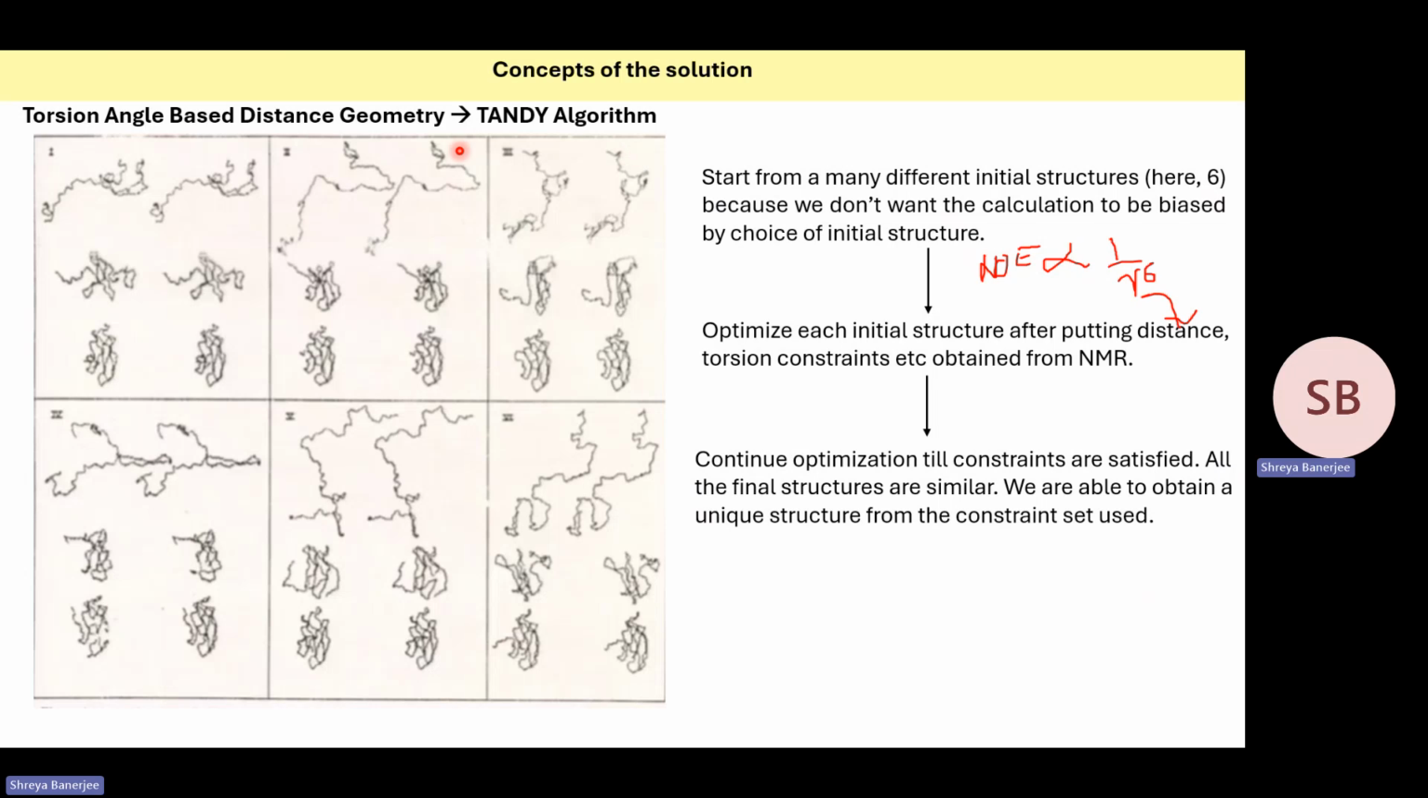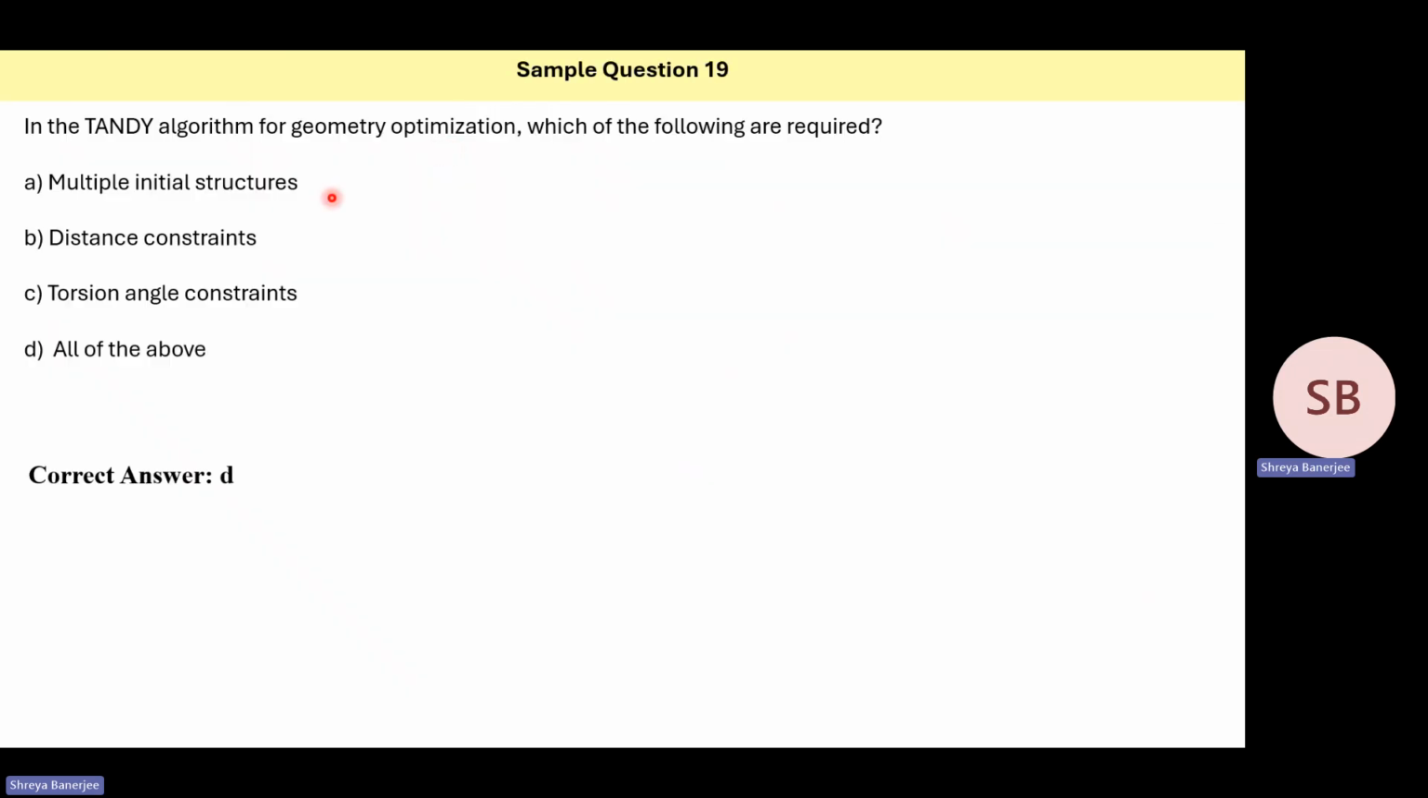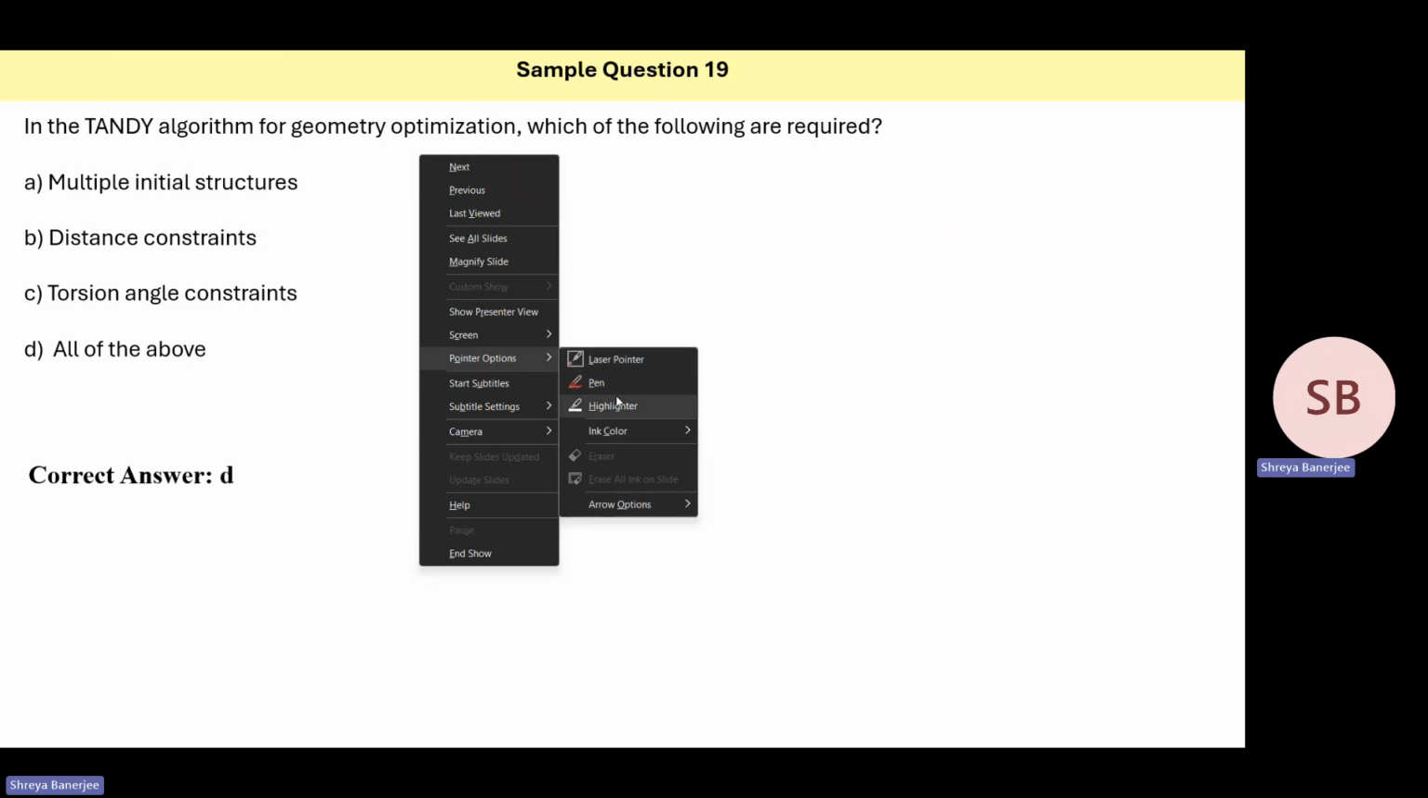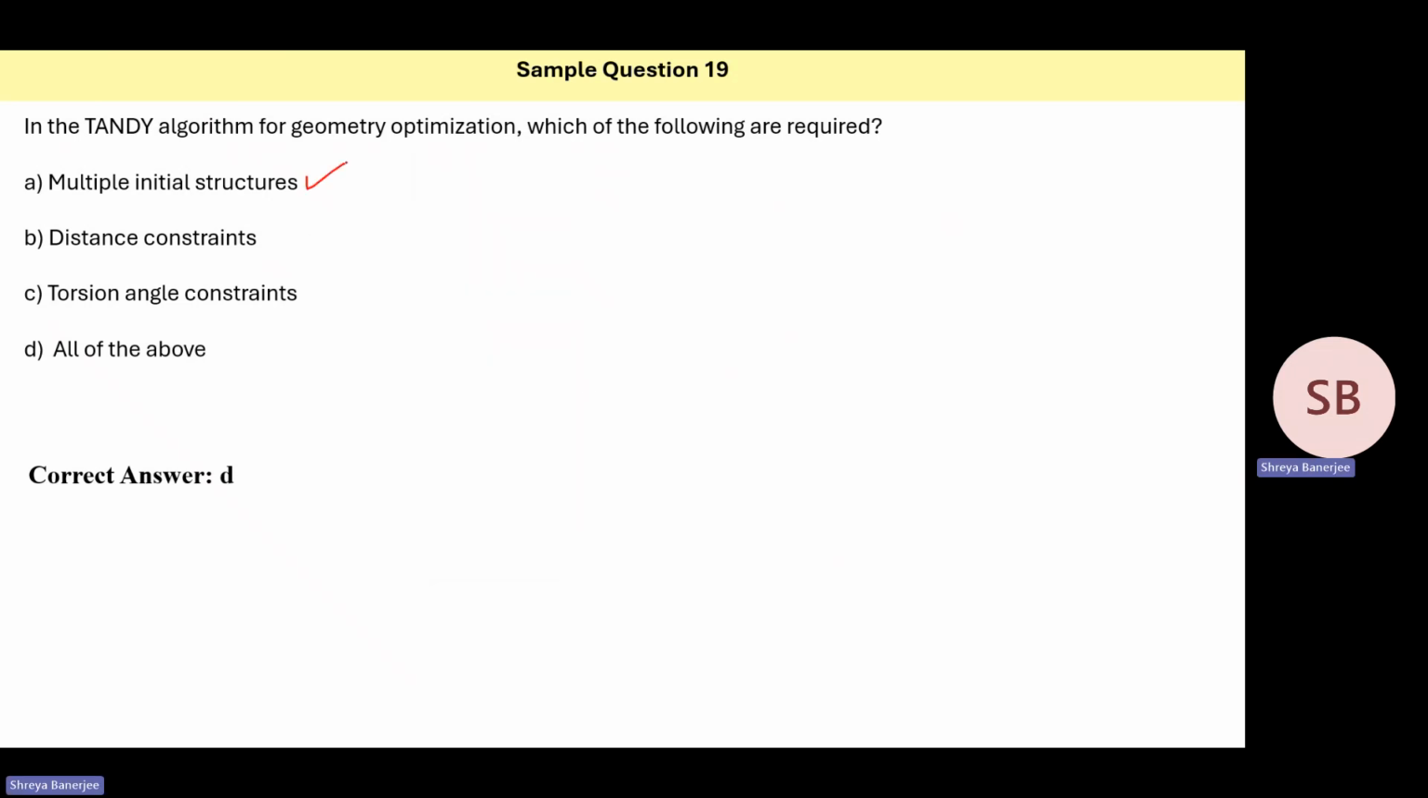So in order for this algorithm, what is needed? We need multiple initial structures. So A is needed. Distance constraint is needed. Torsional angle constraint is also needed. So the correct answer is D, that is all of the above.